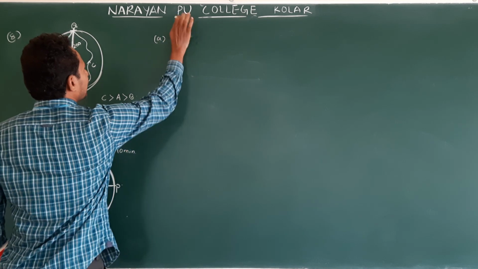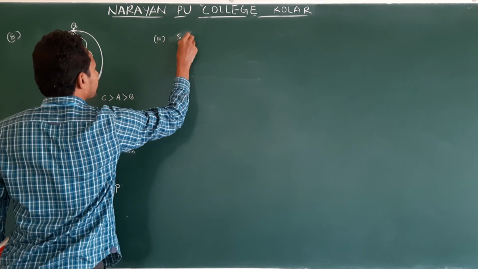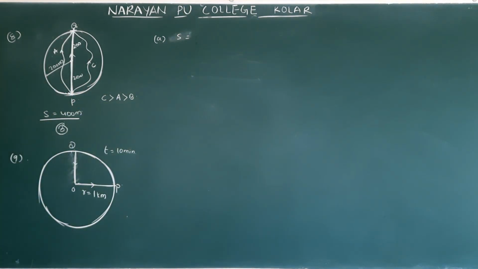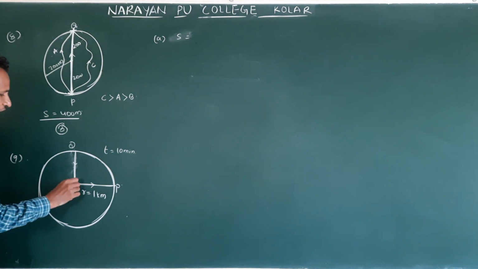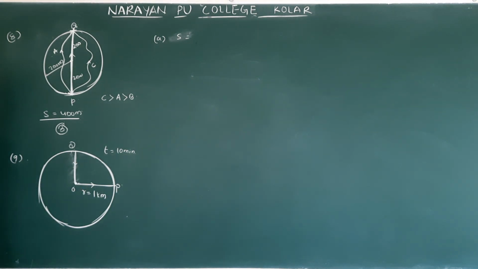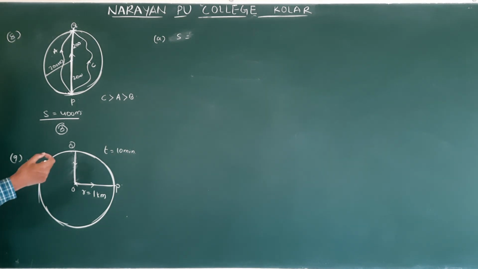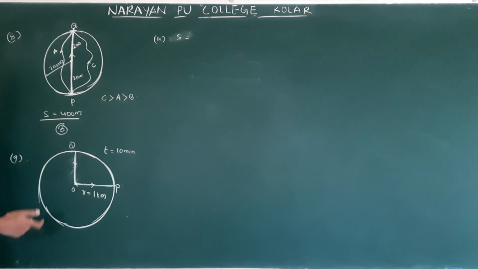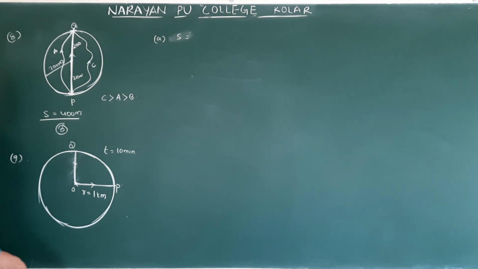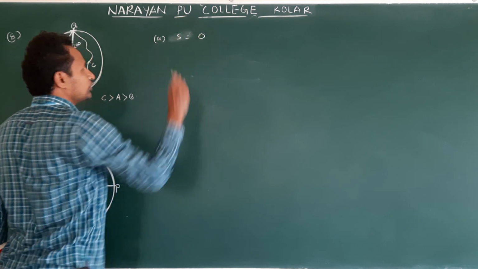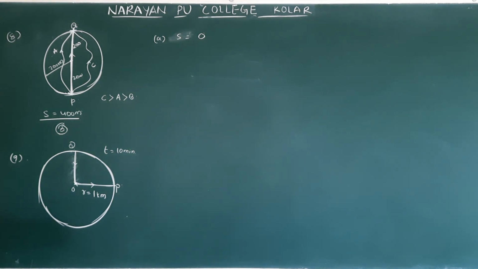Simply I am writing here. What is the definition of displacement? Shortest path between initial and final. It starts at O and ends at O. What is the distance between initial and final? There is nothing. So S is equal to 0.